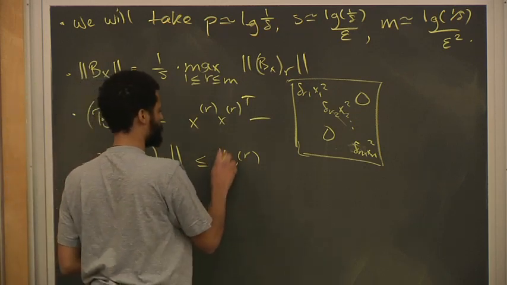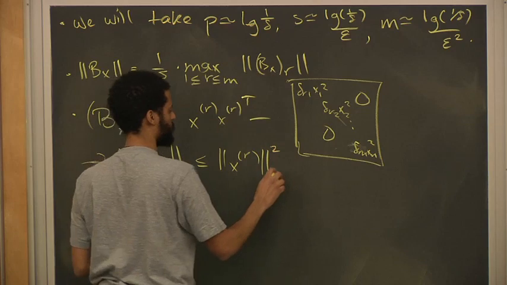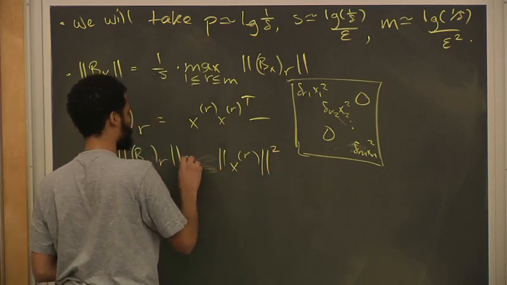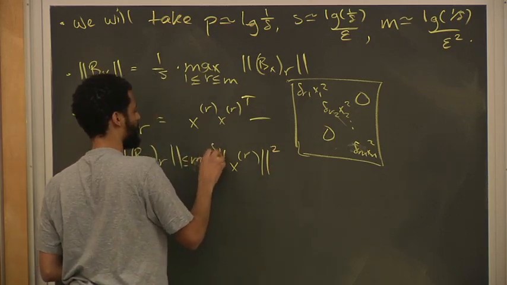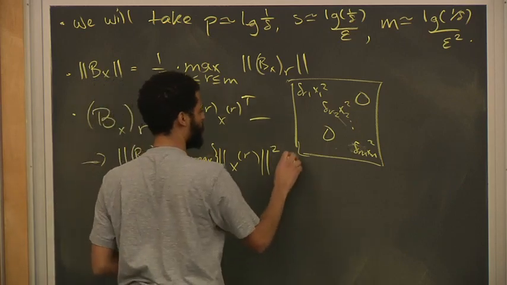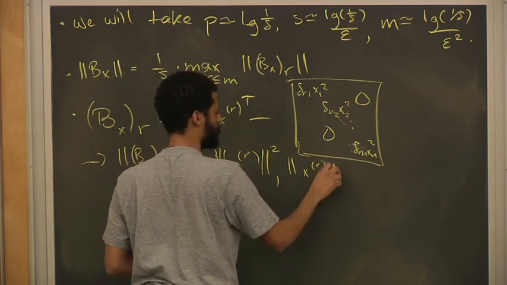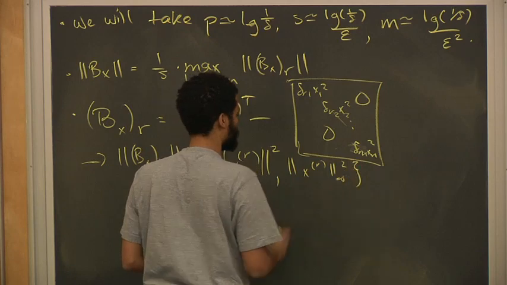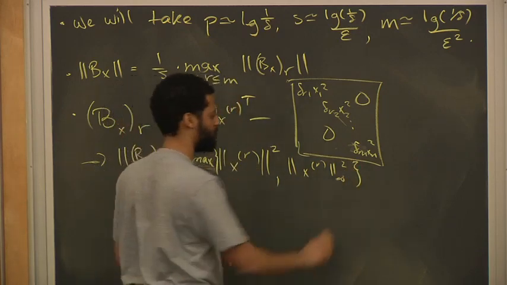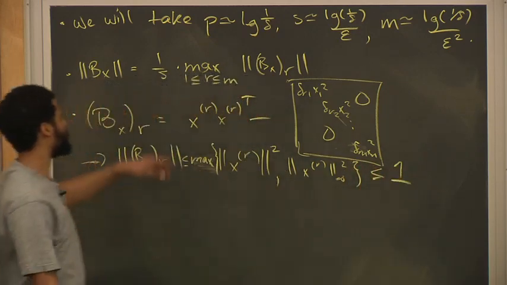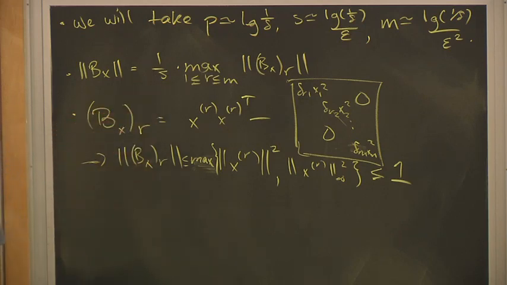So the max of two things is less than or equal to the max of this, as well as the L infinity norm. But these are both at most 1. And then there's a 1 over s that was out here. Okay, great. So now we're just left with the Frobenius norm.